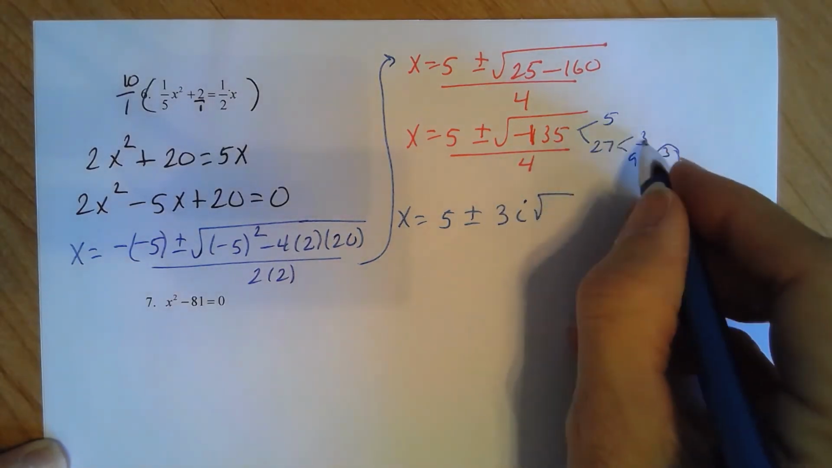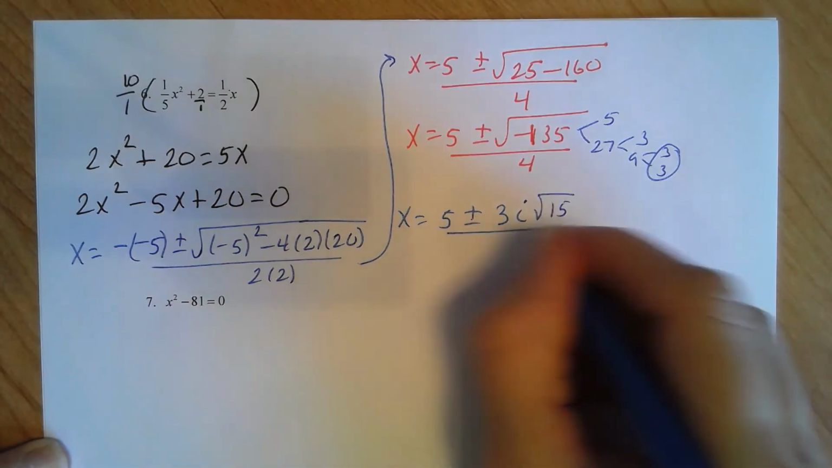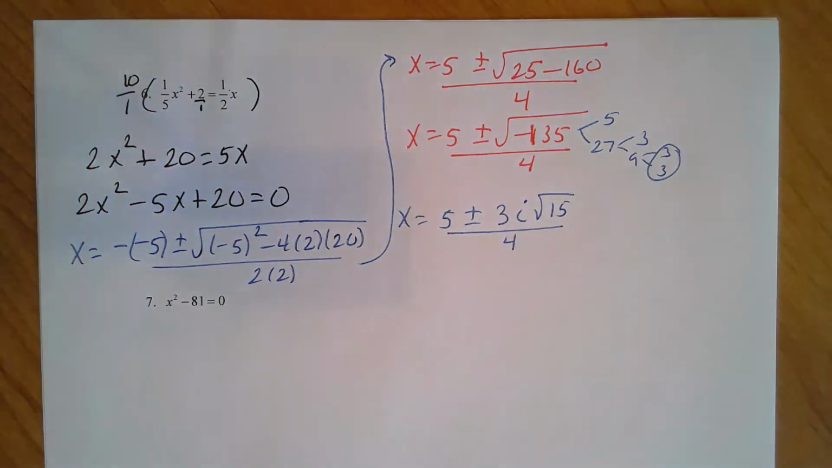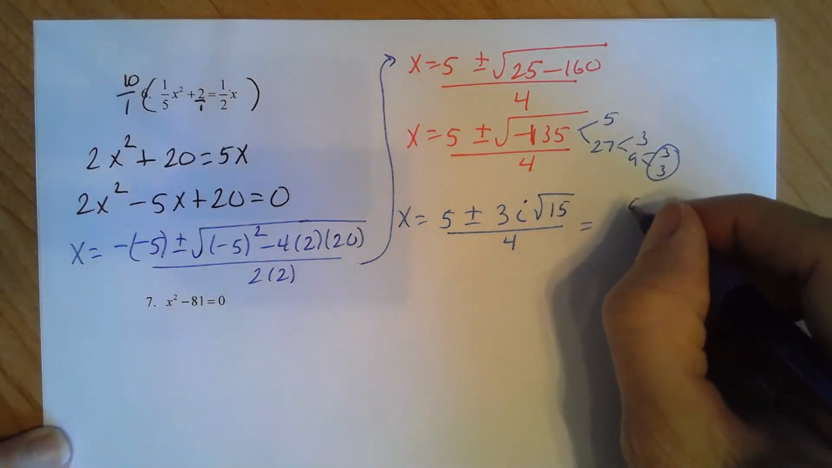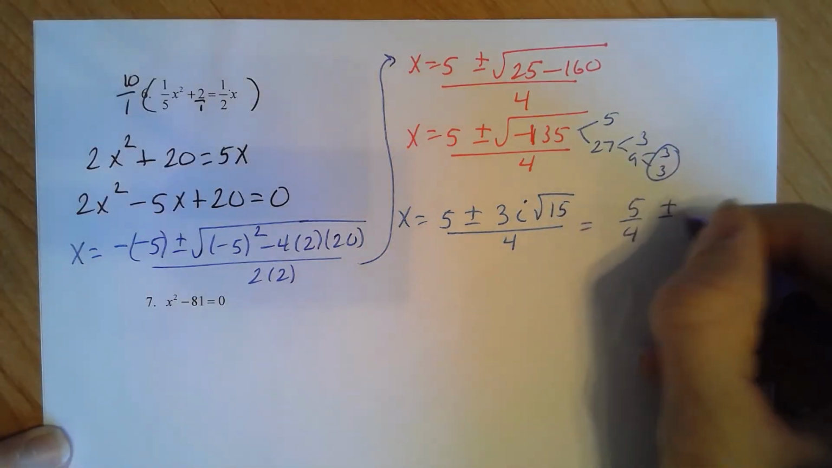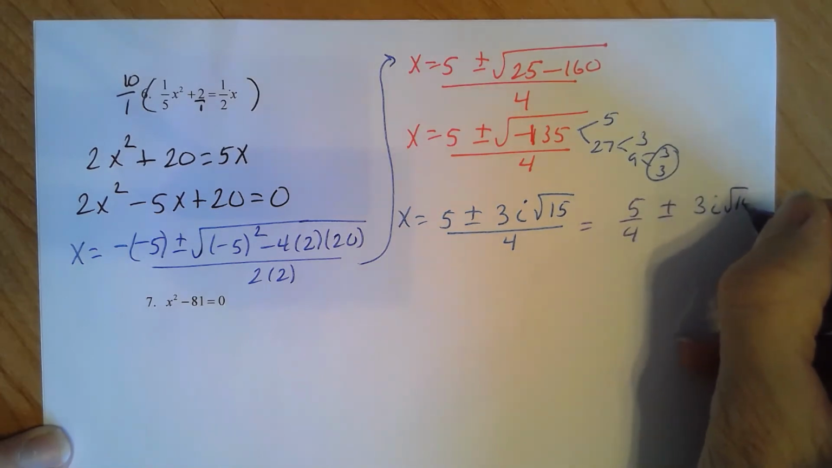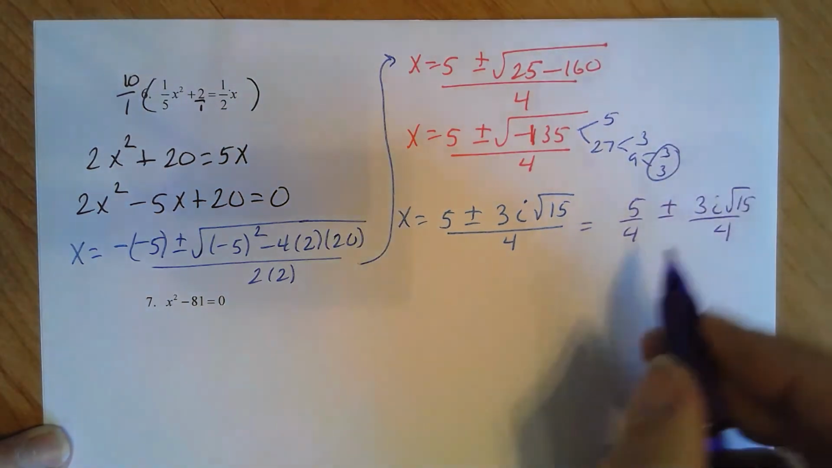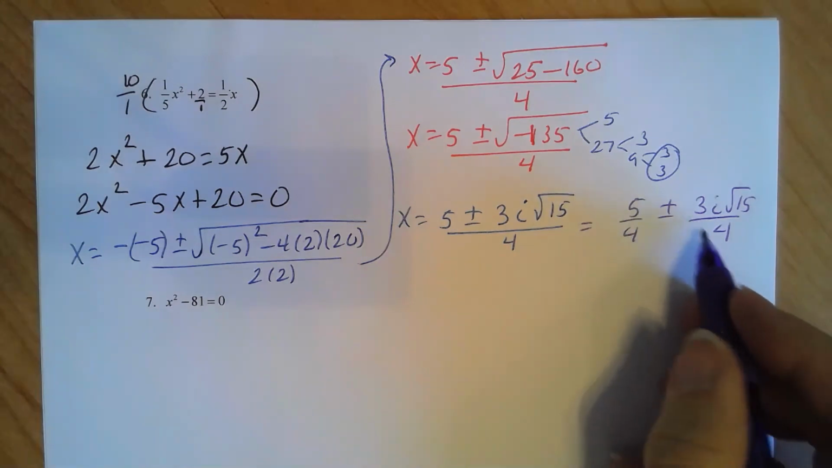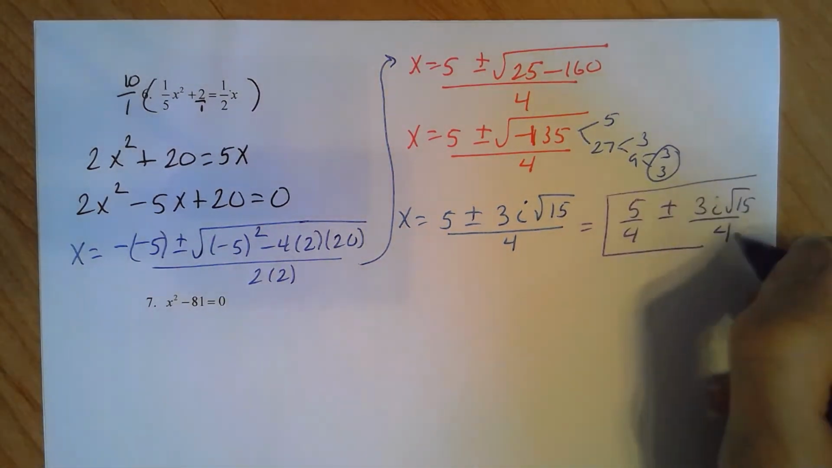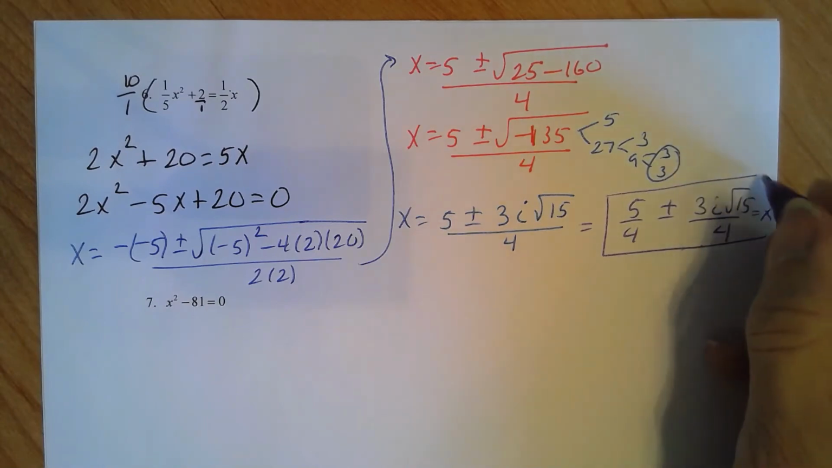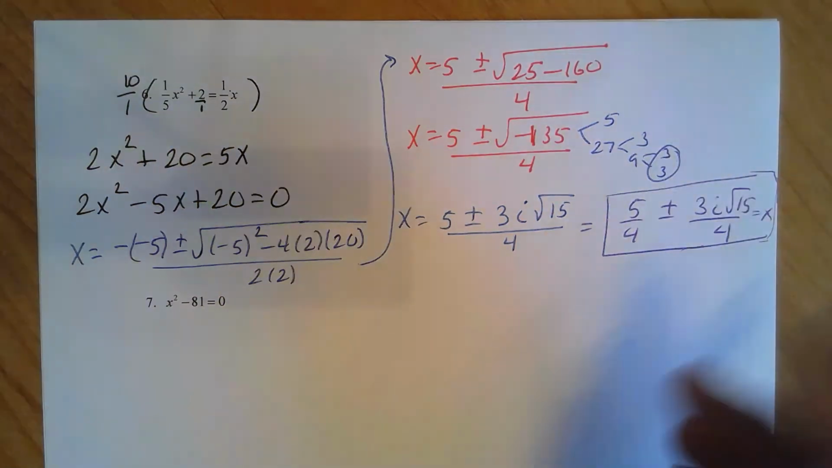What's left underneath is a 5 times 3, which is 15, all over 4. Now, we're going to break each one up into its own fraction to see if we can reduce. So we get 5 over 4 plus or minus 3i square root of 15 over 4. Since nothing can be reduced here and nothing can be reduced there, this is our final answer. Make sure you have x equals. You definitely need to have that equal sign and the variable.